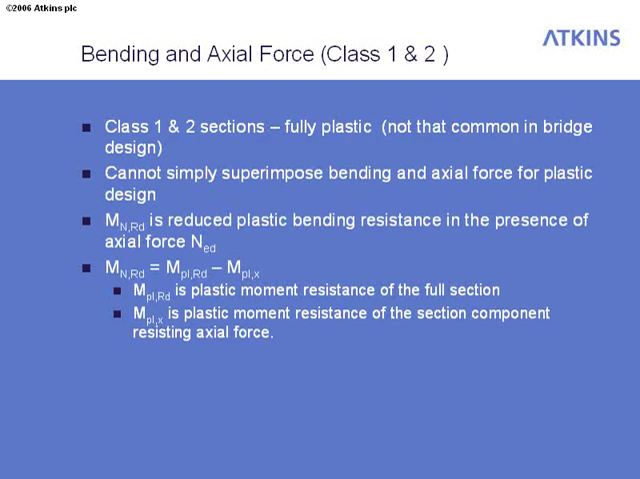Instead, to calculate the reduced plastic bending resistance where there's axial load present, you need to calculate this MN,Rd factor. And basically that is just the MPl,Rd, which is the plastic moment resistance of the full section, minus MPl,N, which is just the plastic moment resistance of the section component which is resisting the axial force. And you then use that in your design.